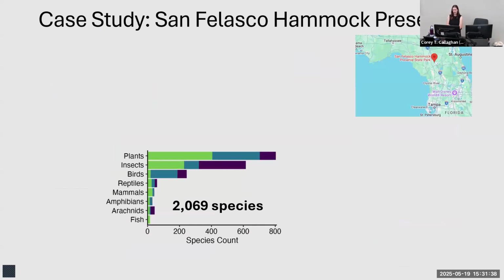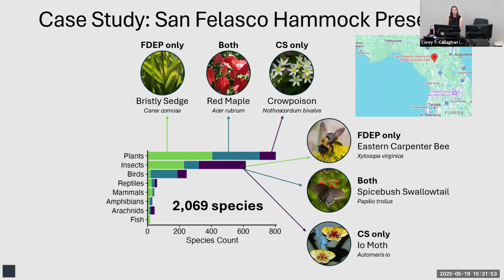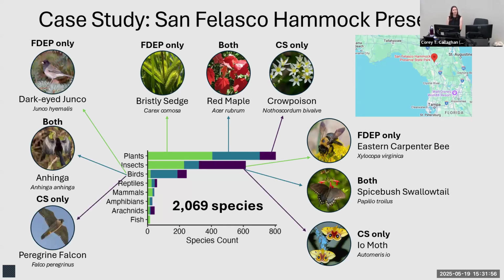So here we have San Francisco, which has a little over 2,000 species. These are just some examples I pulled out of species that are documented either only by FDEP, by both sources, or by citizen science only. There are some plants, some examples of insects, and some examples of birds. I guess the key takeaways are that it's surprising what is or isn't documented by either source. It's hammering home that complementary value. I at least am surprised that no one on eBird has documented dark-eyed junco. Kind of makes me want to go out there and find that junco.